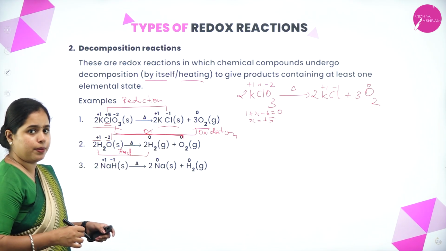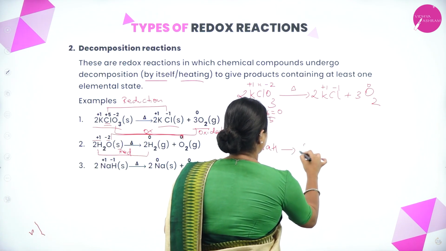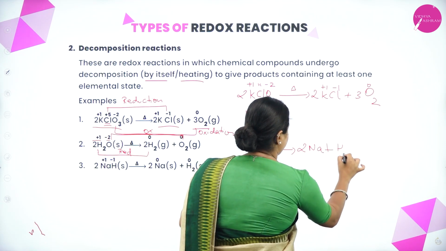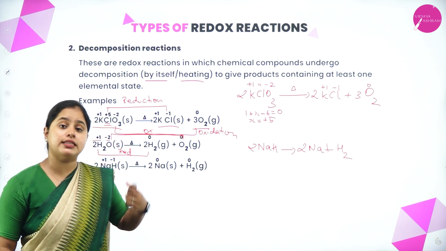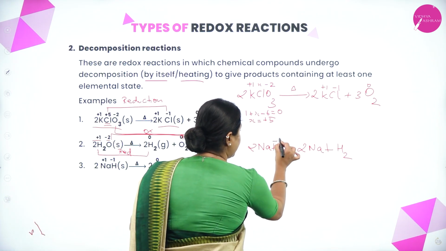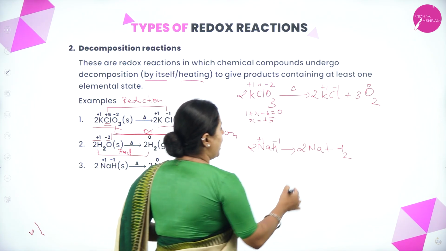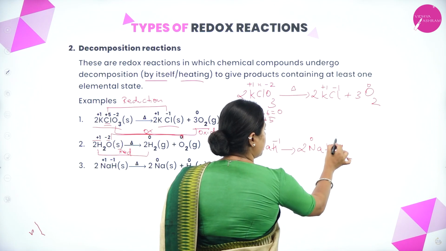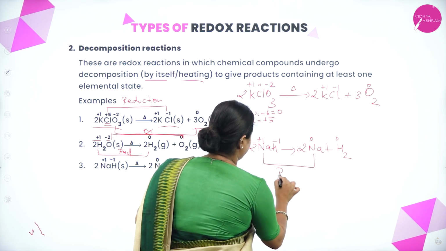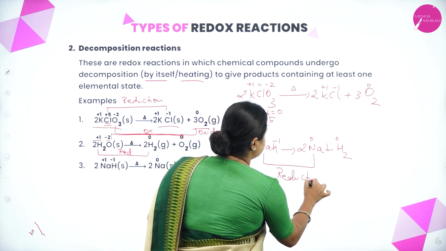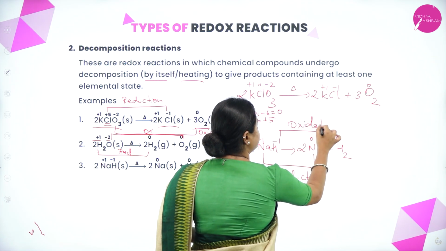Moving on to the last example, sodium hydride. 2 moles of sodium hydride is decomposed to 2Na and H2. Here it is sodium hydride, and hydrogen is in its hydride form, so hydrogen will be -1, not +1, right? And sodium is of course +1. Here it is in the elementary state, so 0, here also it is 0. So sodium from +1 to 0 has reduced, so it is undergoing reduction, and hydrogen from -1 has increased to 0, so it is oxidation.